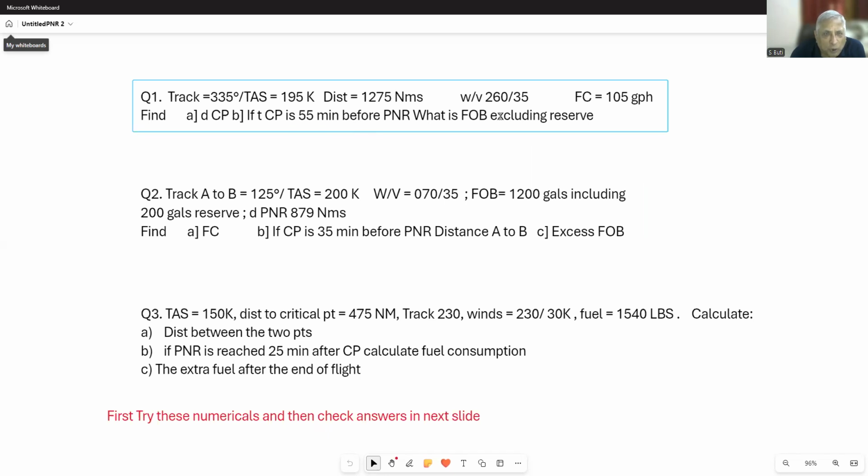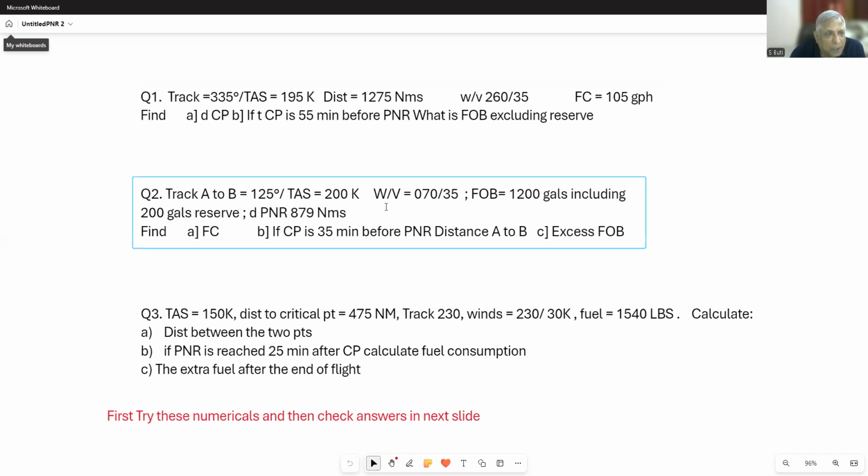Or rather, what is the fuel on board excluding reserve? In other words, he just wants you to find the PSR fuel. And of course, part A is DCP, fairly simple. In question number 2, he wants you to find out the fuel consumption, and PNR is 35 minutes after the CP. He wants you to find out the distance A to B and the excess fuel on board.